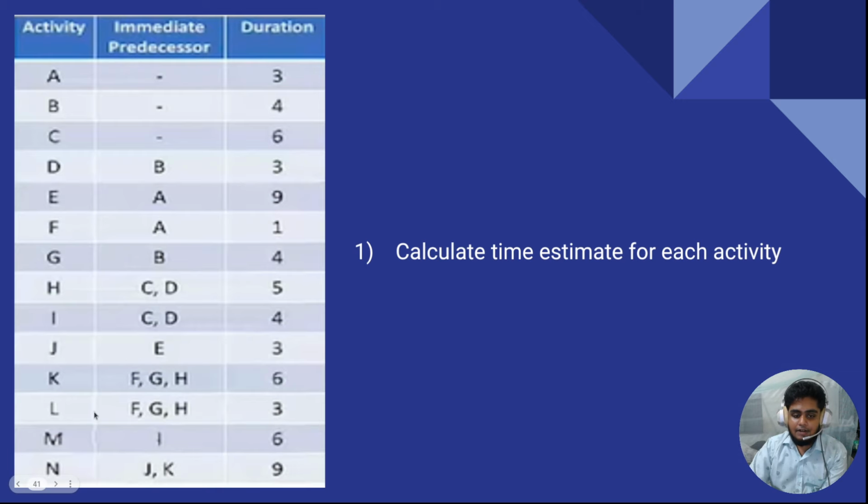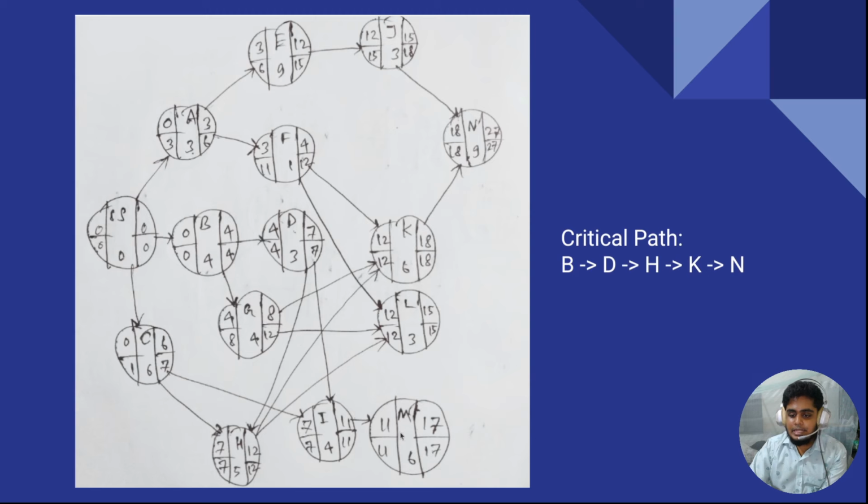Okay. After that, for activity M, you have to calculate the activity I. Since this activity came from one activity called I, just copy the earliest finish time to the earliest starting time for activity M, and add those values. 11 plus 6 is equal to 17. 17 is the earliest finish time for activity M.